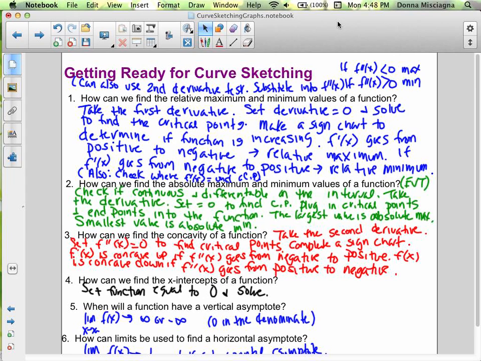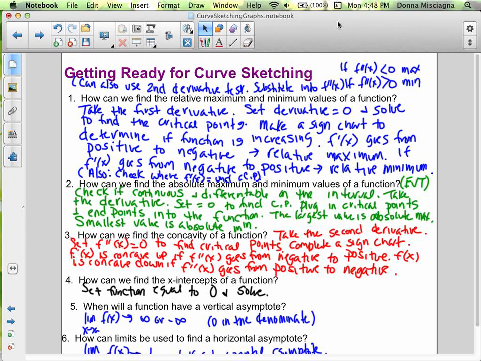Check if the function's continuous and differentiable on the interval. Those are requirements for the extreme value theorem. Take the derivative, set it equal to 0 to find the critical points, plug the critical points and the endpoints into the function. The largest value is the absolute maximum, the smallest value is the absolute minimum.